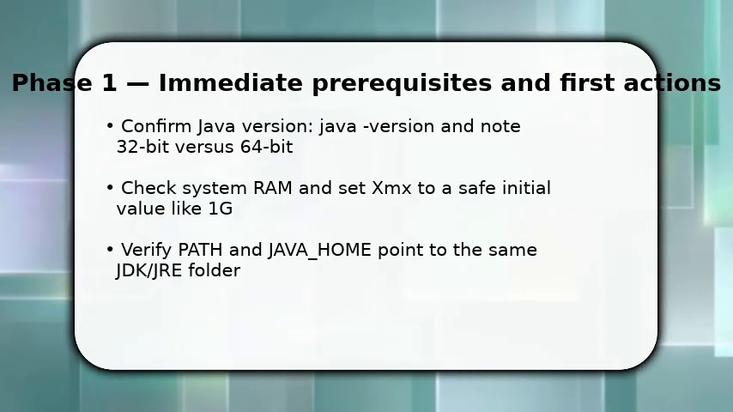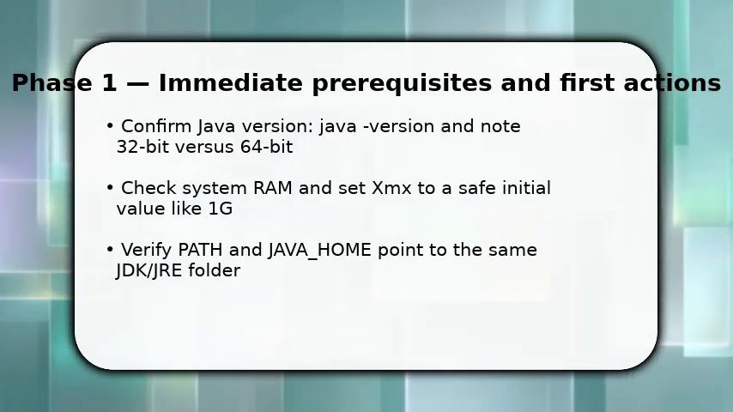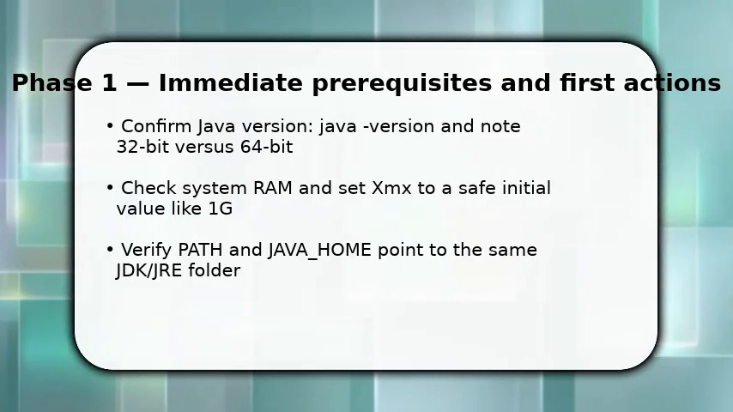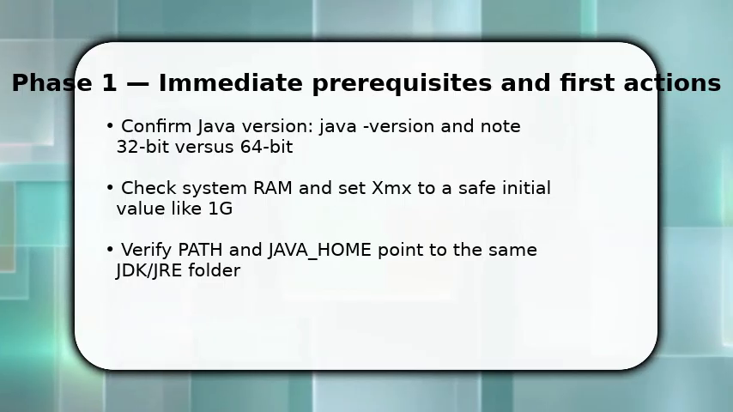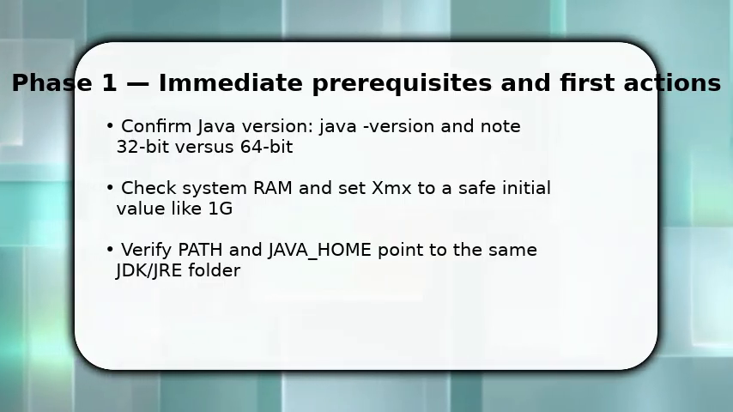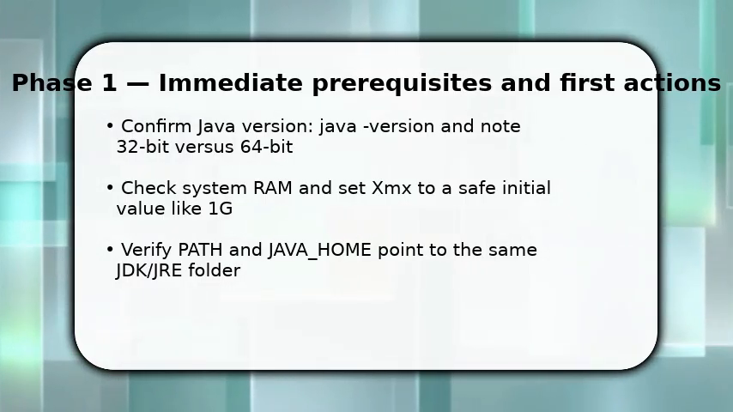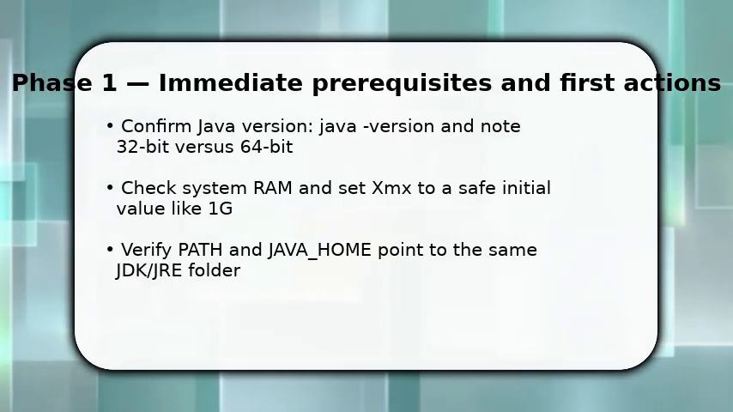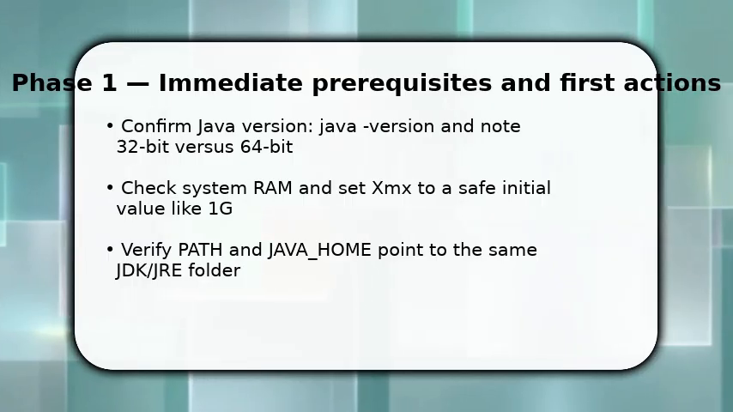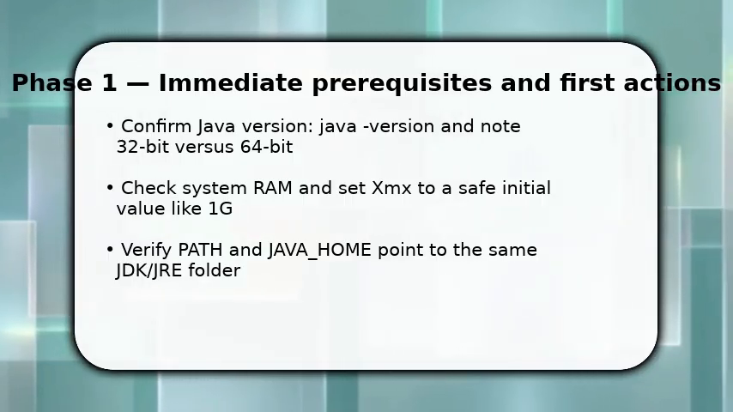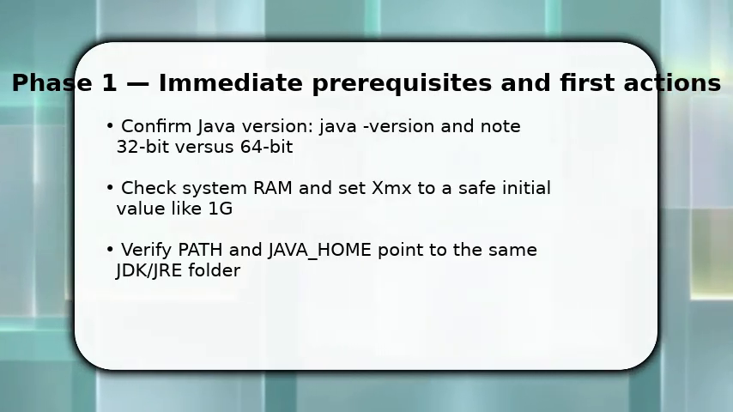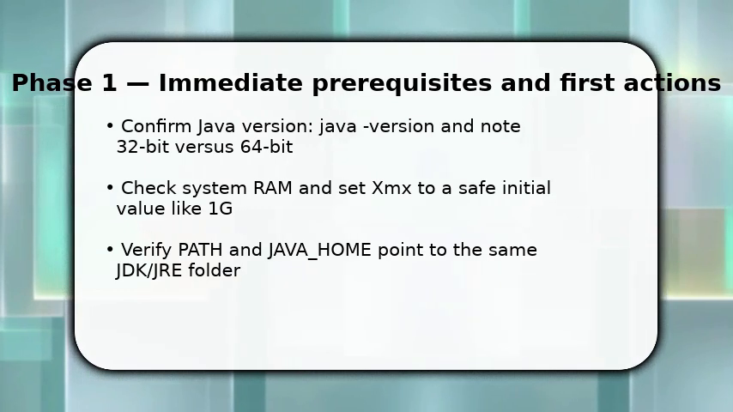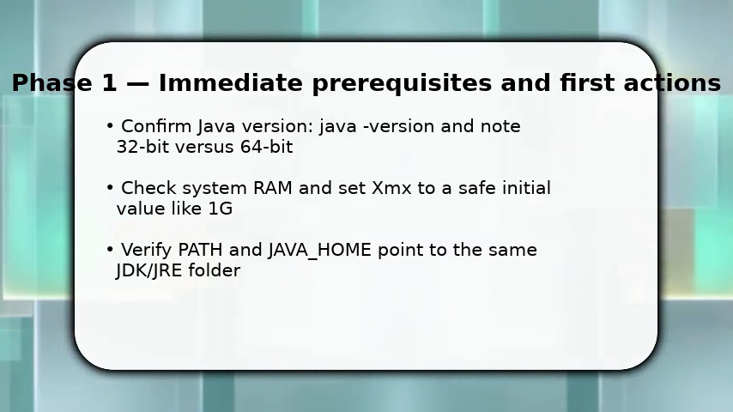You begin by verifying prerequisites so you don't chase ghosts. Run Java version now, because mismatched 32-bit versus 64-bit installs cause this error. Once done, check available RAM and choose an initial heap of 1G instead of arbitrarily large values. This prevents allocation failure. Also, make sure your path and Java home both reference the identical JDK or JRE directory, because conflicting locations produce different runtimes and obscure failures.